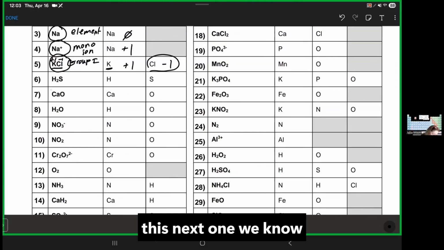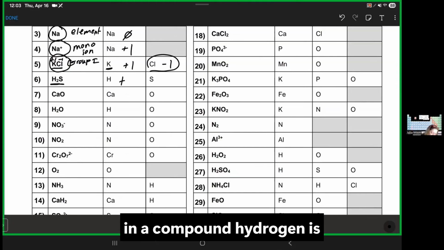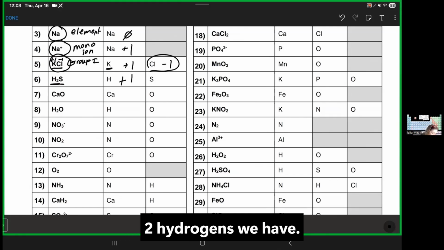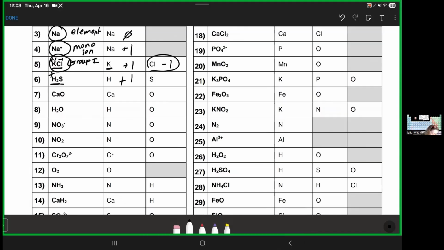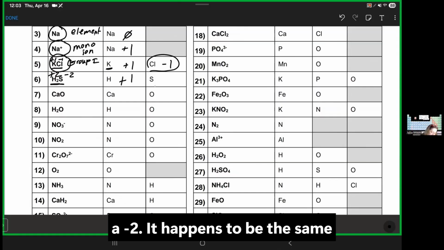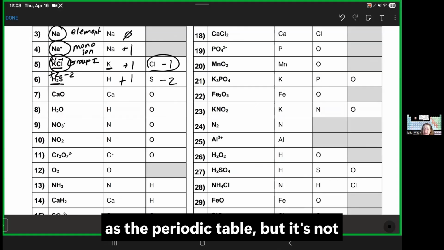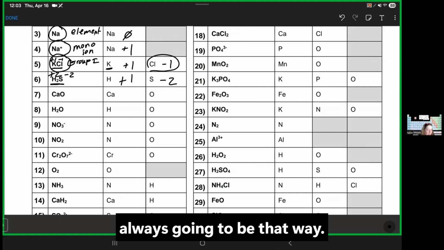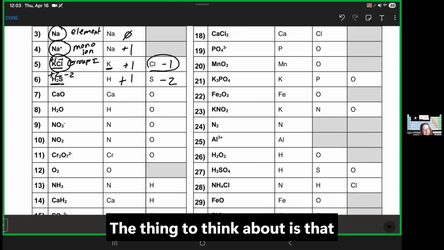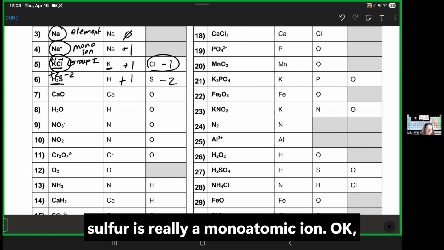Okay, so on this next one, we know in a compound, hydrogen is +1. From 2 hydrogens, we have a +2, so that sulfur has to be a -2. It happens to be the same as the periodic table, but it's not always going to be that way. The thing to think about is that sulfur is really a monoatomic ion.